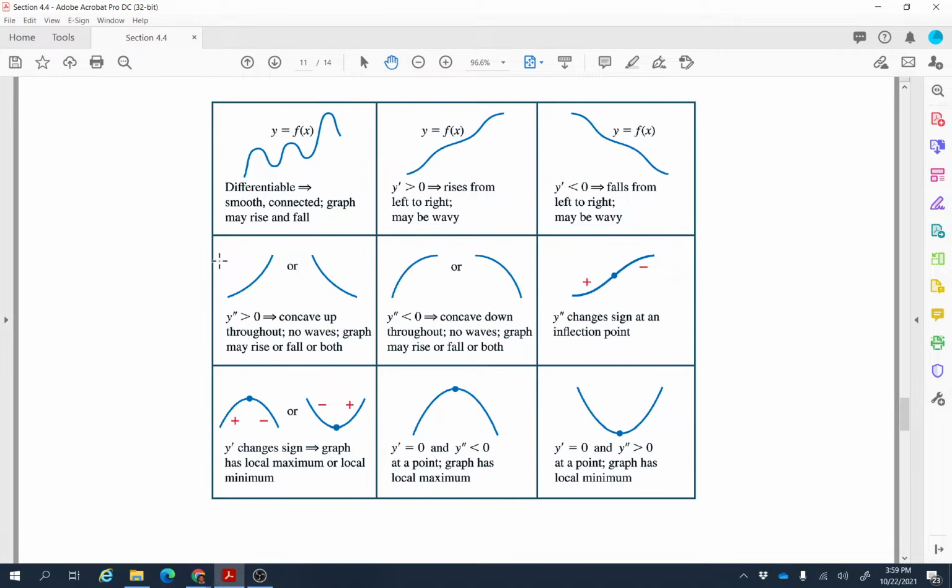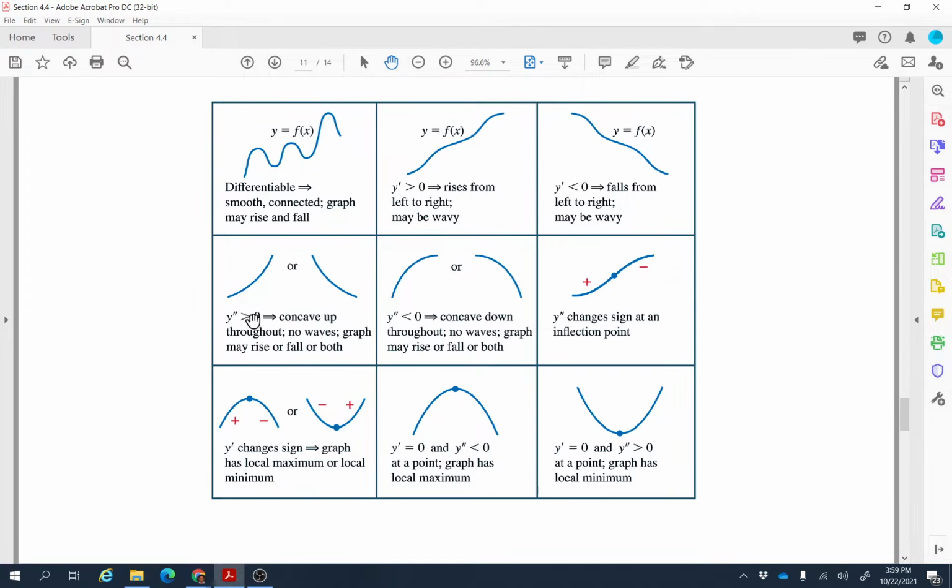You can see this is the graph of a differentiable function. This is smooth, connected, there is no jump. Sometimes the graph rises, sometimes the graph falls. Here the first derivative is positive, that means the graph always rises because the function is increasing. Here the first derivative is negative, that means the graph should fall because the function is decreasing.